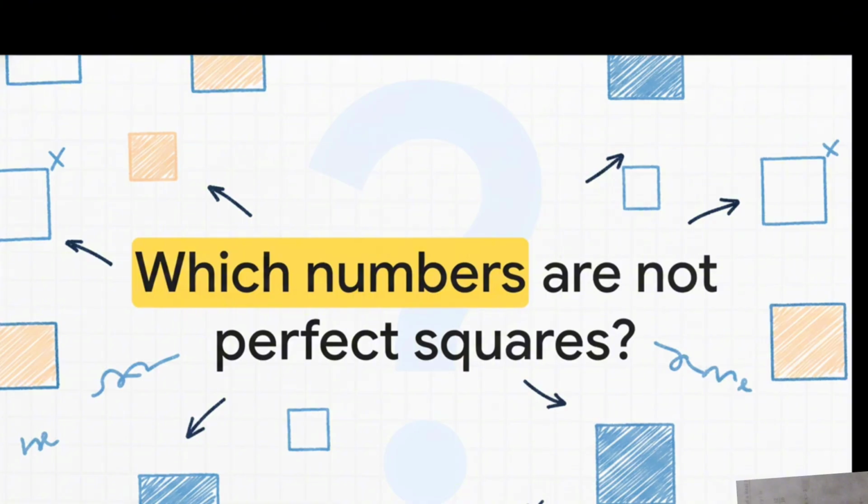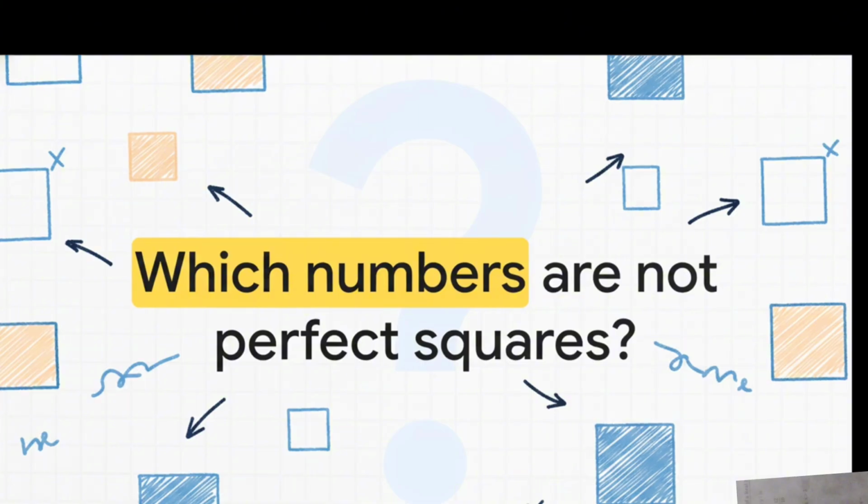Okay, problem 1 asks, which of the following numbers are not perfect squares? We have 4 options: 2032, 2048, 1027, and 1089. We have to find out which of these are not perfect squares.